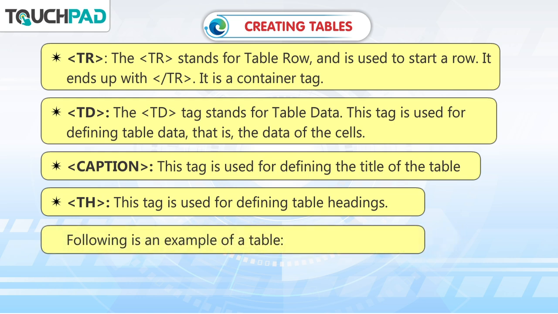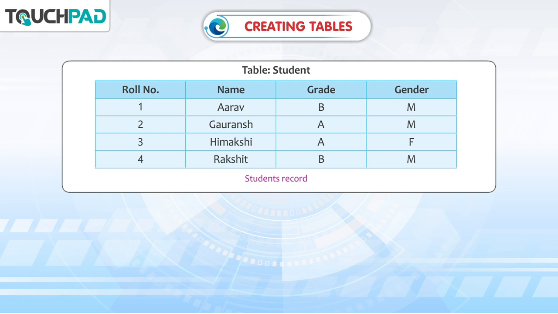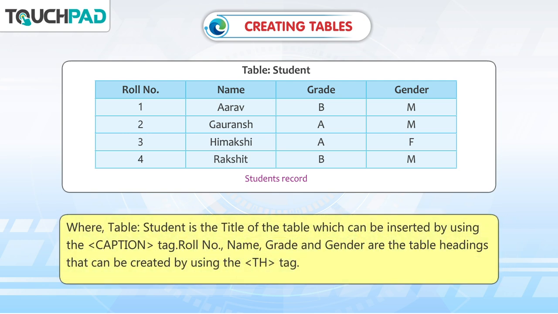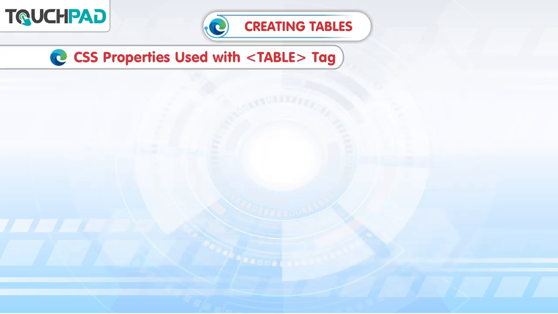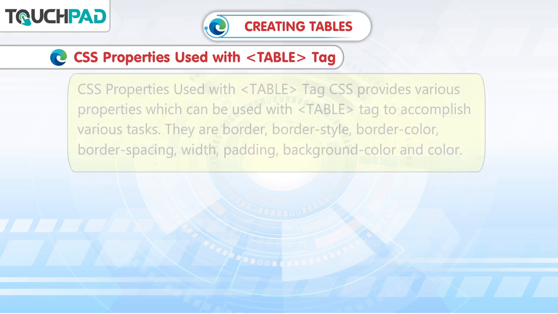Following is an example of a table. Table student. Student's record. Where table student is the title of the table, which can be inserted by using the caption tag. Roll number, name, grade and gender are the table headings that can be created by using the TH tag.